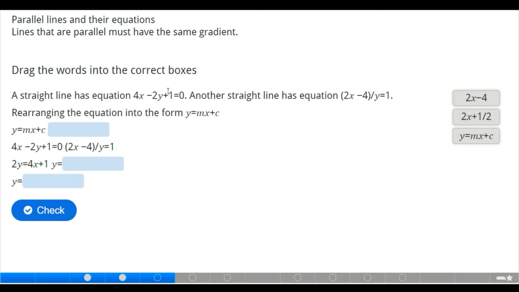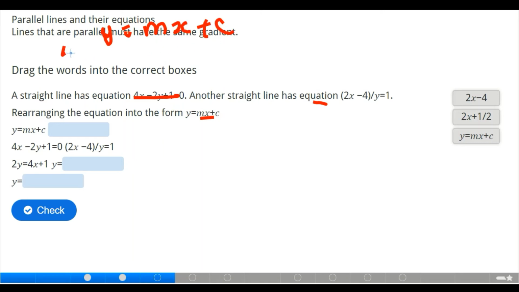Now we have these two equations here. This is one equation, this is another equation. The first equation is 4x minus 2y plus 1 equals 0, right? The second equation is 2x minus y over 4 equals 1. So we want to see how we can rewrite them in the form y equals mx plus c, and see that their gradient is going to be common. What is the gradient here? m is the gradient, based on our previous explanation. So this equation and this other one, we are writing in this form. So we have y equals mx plus c. That's our basis.